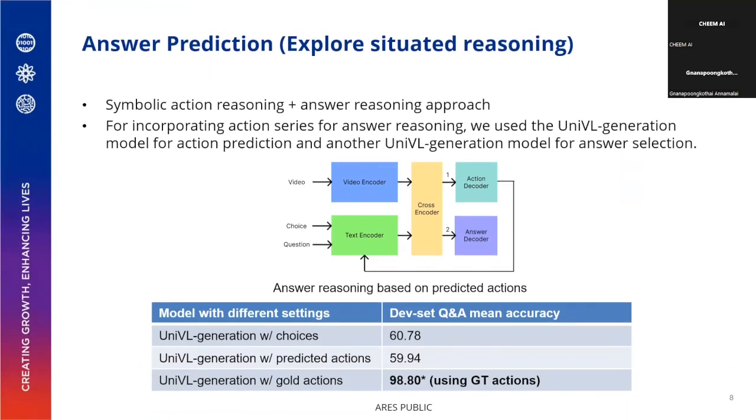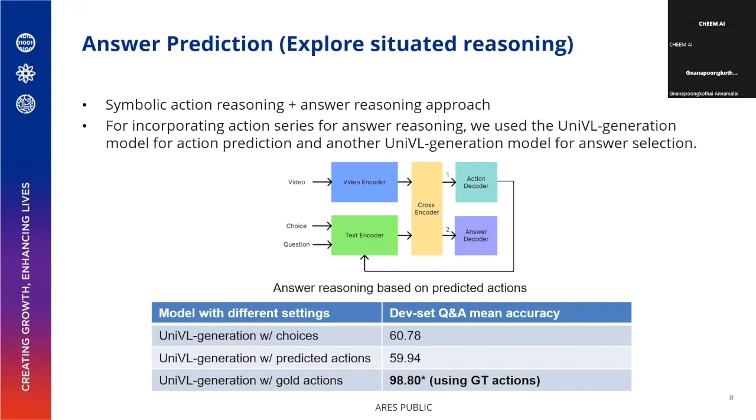Also, we try to explore the answer prediction by using some of the situated reasoning results. Surprisingly, we find out that if we use ground truth actions to help predict the answers, we can achieve 98.8% in terms of answer accuracy. This means the action series prediction is actually quite useful for final answer selection.